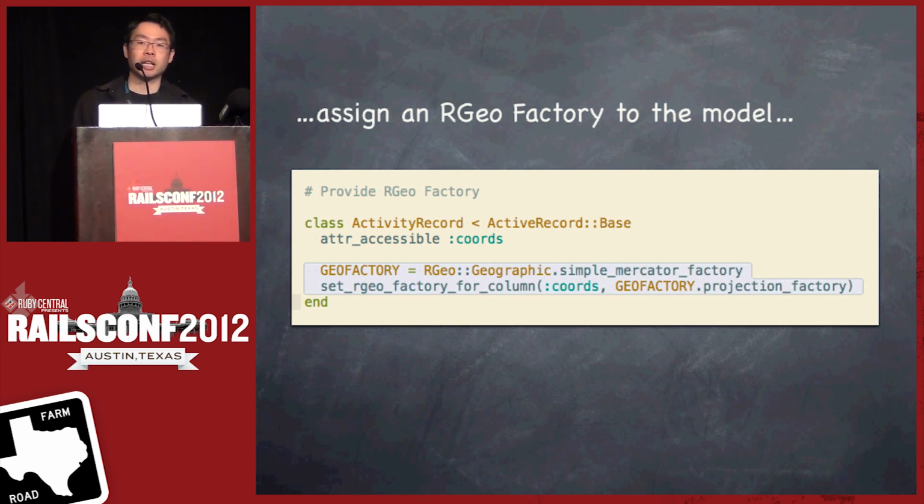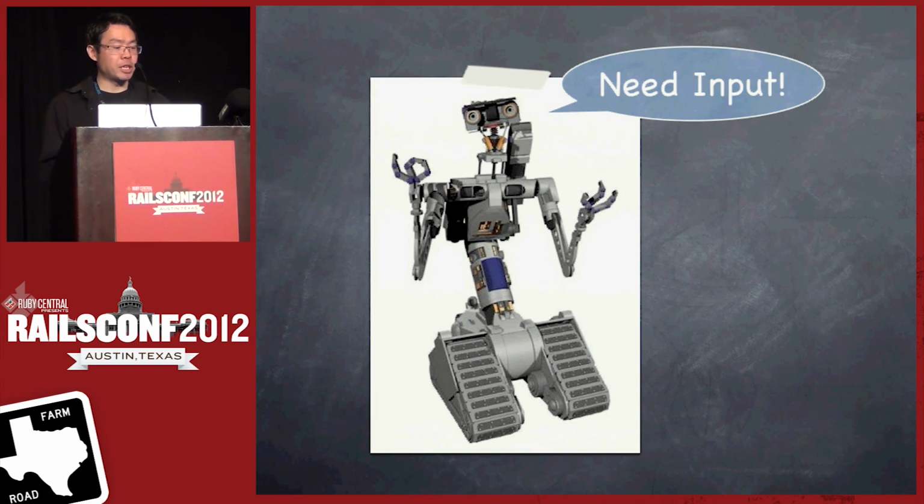It understands latitude and longitude as well as the Google Maps projection and knows how to transform data between the two. You can read more about this and other issues regarding coordinate systems and factories on the link that I will provide at the end. So now we can rake db:migrate, and database and model are all set up.